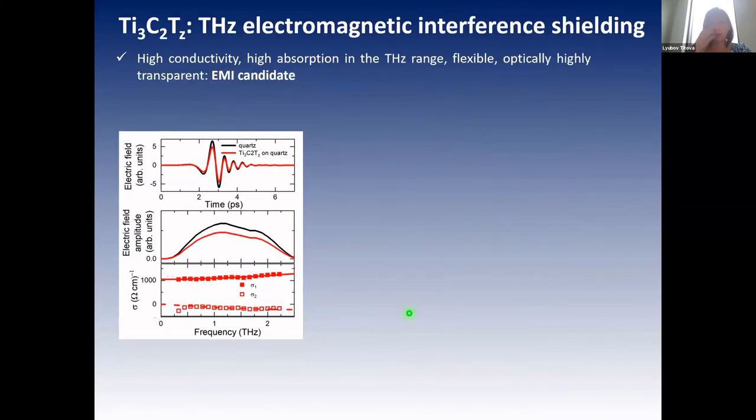Okay. So this high attenuation of terahertz by MXene suggests that it can be used for electromagnetic interference shielding in the terahertz range. We've already heard some talks, and there's been some beautiful work from Drexel, from the group of Yury Gogotsi, looking at electromagnetic interference in the gigahertz range. And here we are looking at the higher frequency domains.